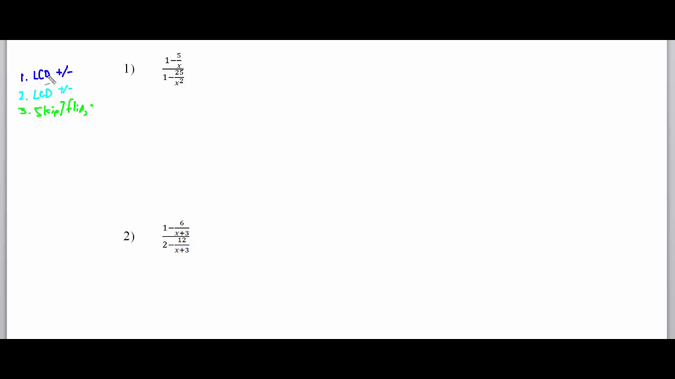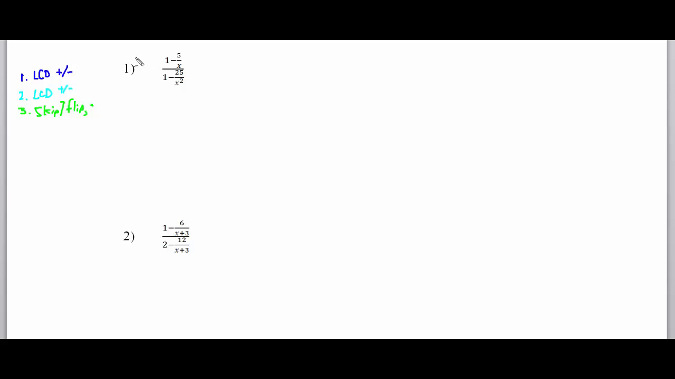To review again, we're going to get the lowest common denominator of this top fraction and simplify that as much as possible. Then we're going to get the lowest common denominator of this bottom fraction in this complex fraction, and then simplify as much as possible. Then we will skip, flip, and multiply the 2 fractions together, and that will give us our end step.